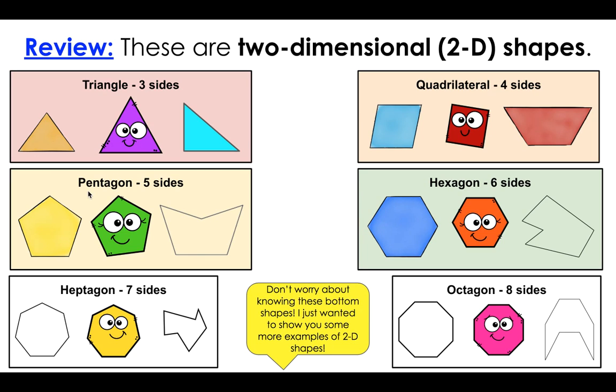You also learned about the pentagon, so this is a pentagon, and this is also a pentagon because they both have only 5 sides. And then you also learned about the hexagon, which is any shape that has 6 sides, whether it looks like this, or it looks like this, or any other variation. On the bottom, I've included a heptagon, which is a shape with 7 sides, and I've also included an octagon with 8 sides. So you don't really need to know these shapes, but just if you're interested, those are their names.